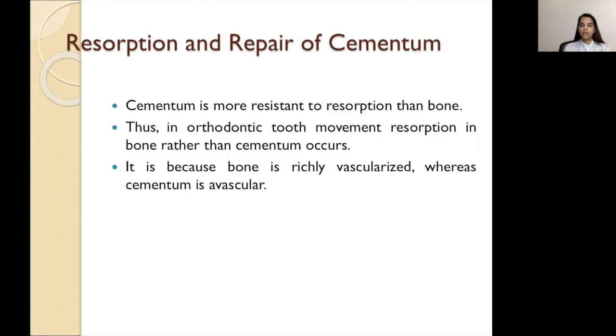Resorption and repair of cementum. Cementum, we should know, is more resistant to resorption than bone. Thus, in orthodontic tooth movement, resorption in bone rather than cementum occurs. So this is very important. It is because bone is richly vascularized, whereas cementum is avascular.